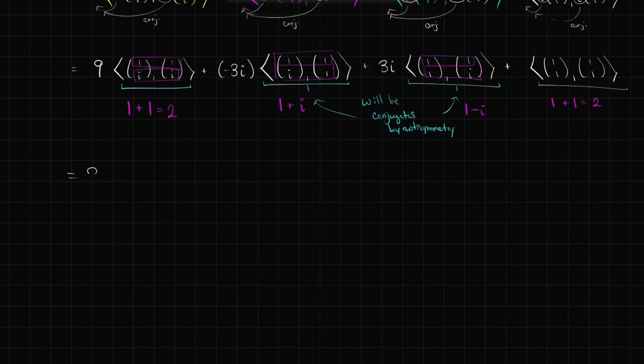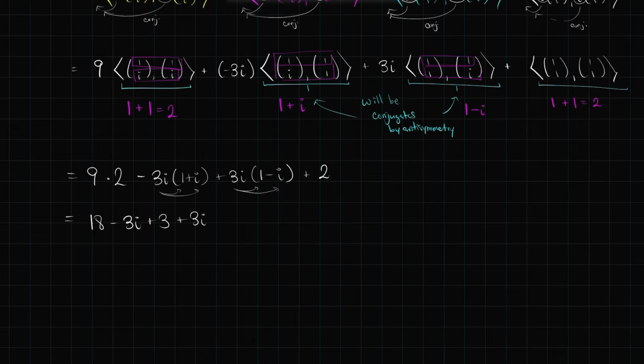So what I end up with is 9 times 2 minus 3i times 1 plus i plus 3i times 1 minus i plus 2 times 1. If I expand everything out, I can distribute my 3i's across. I have 18 minus 3i. Minus 3i times i will give me a plus 3. Then I have plus 3i. Minus 3i times i will give me a plus 3. Plus 2. You'll notice that positive 3i and negative 3i cancel.